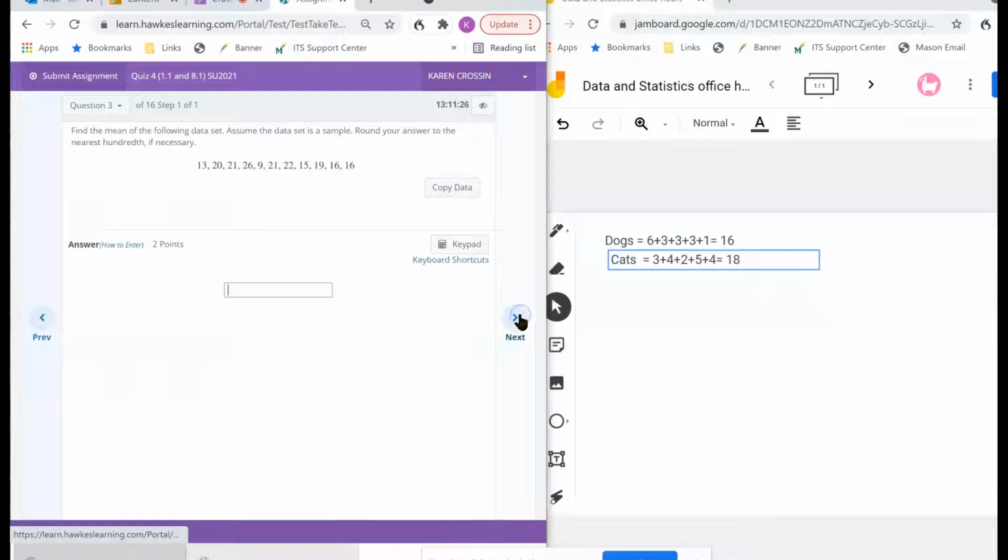Okay, next. Oh, okay, so now we're on a different thing. All right, find the mean of the following data. Assume that the data set is a sample. Round your answer to the nearest hundredth if necessary.